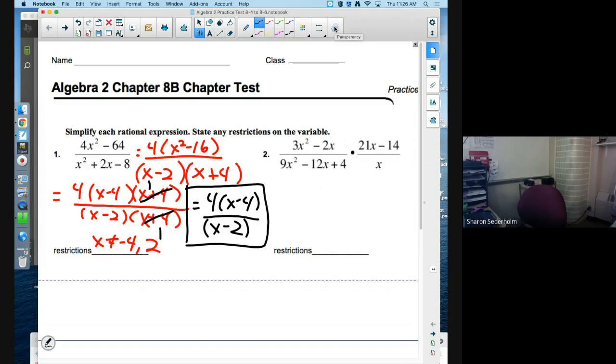All right. Hey, number 2 is different, but it's multiplication. So it's not... We still need to factor everything. We still need to see what the restrictions are. We still need to cancel like crazy. So it all starts with factoring. Come on, Blue, let's start working. 3x squared minus 2x. Does that have a greatest common monomial factor? And what would it be? What do they both share? Let's take the x out.